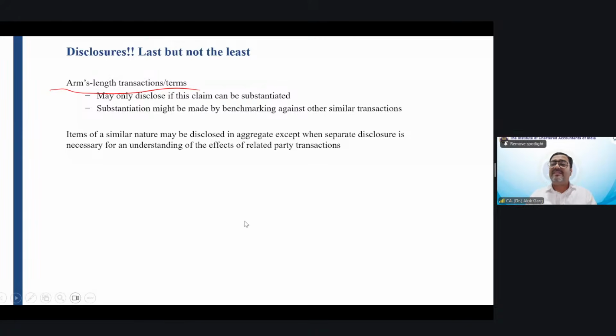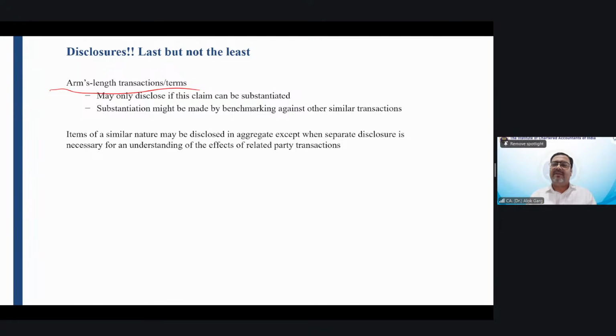Sir, outstanding balance is on what date? If the transaction is done within the year, but the year-end balance is not there, then you are not required to show outstanding balances. Outstanding balances have to be shown only at the end of the year.